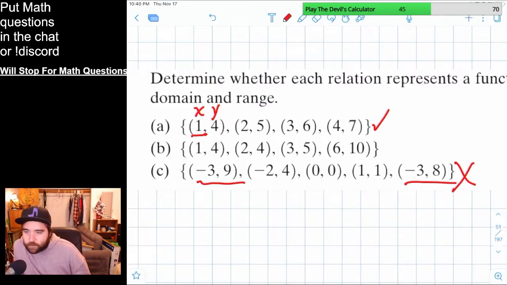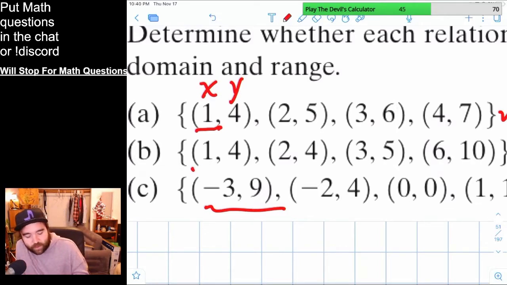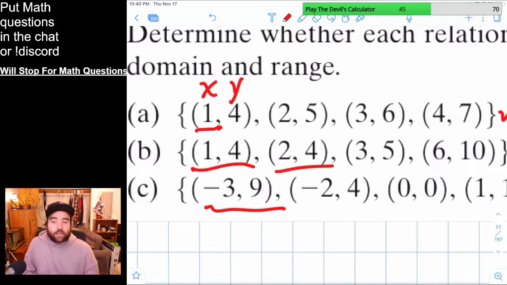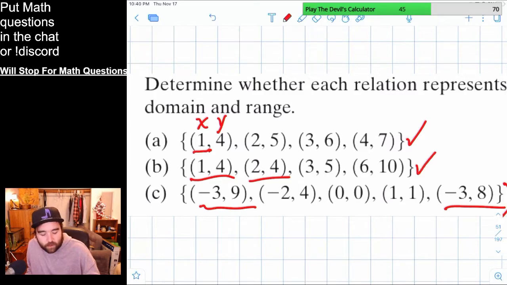And then B, so B is a function, because if you input 1, what do you get? 4. If you input 2, what do you get? 4. You input 3, what do you get? 5. You input 6, what do you get? 10. So every number you put in, you only get one answer. Obviously the trick they're trying to show here is that you get the same answer twice, but that's not a problem when you're talking about functions. That's still a function, because you're still inputting one thing and getting one thing out.